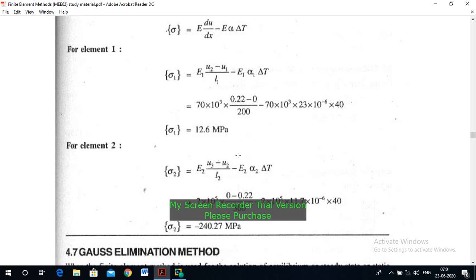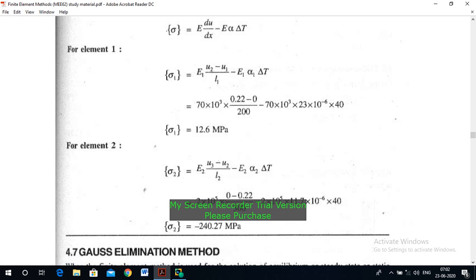Next, we know this formula: E2 (U3 minus U2) divided by L2, minus E2 alpha 2 delta T. E, the Young's modulus for bar 2, is given, that is 2 into 10 power 5. U3 and U2 are the nodal displacements at node 3 and node 2, divided by L2. U3 is 0 because it is fixed, U2 is minus 0.22, and L2 is 300.